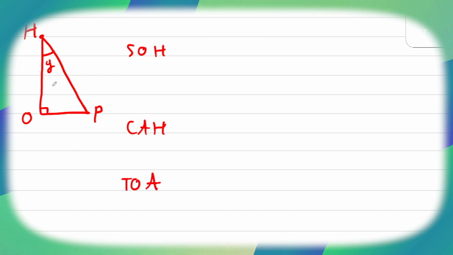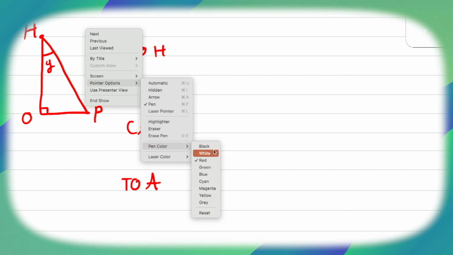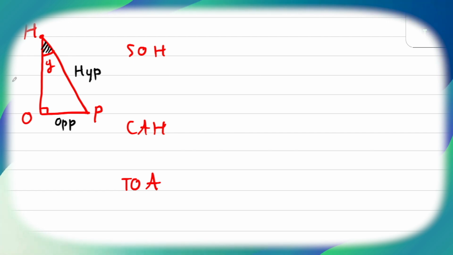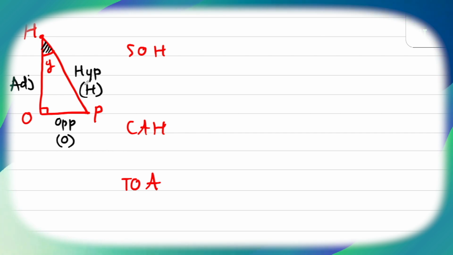How can you set up Soh Cah Toa for this one? First, I have to determine which side is the opposite, hypotenuse, and adjacent. With the position of Y here, the opposite side will be OP, the hypotenuse will be HP, and the adjacent will be HO. Next, I don't want to write opposite anymore, I'll just write O in the bracket, H for hypotenuse, and A for adjacent. Now using Soh, which presents sine.